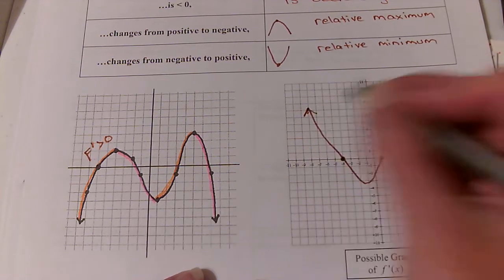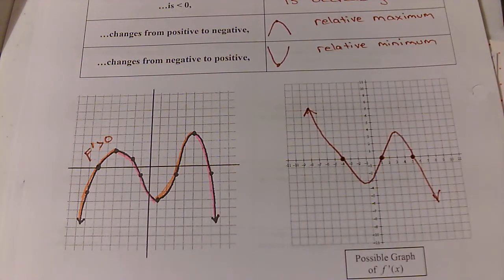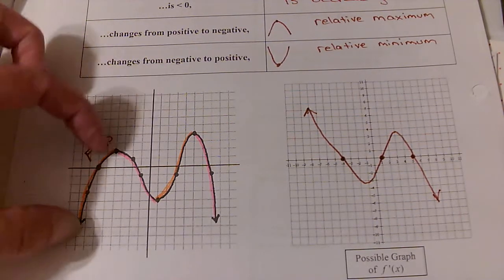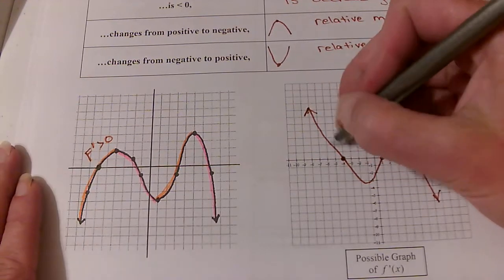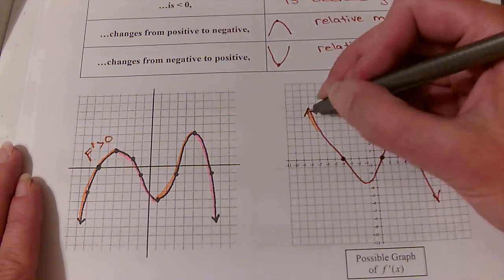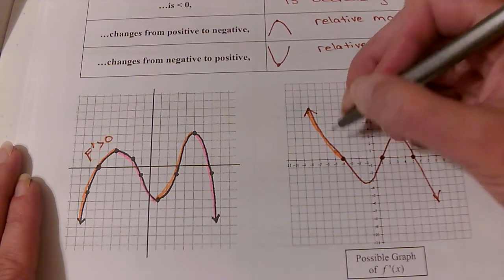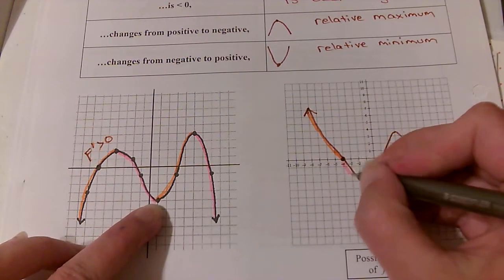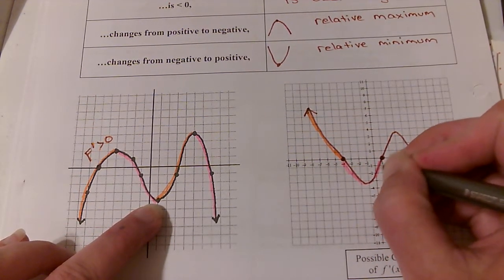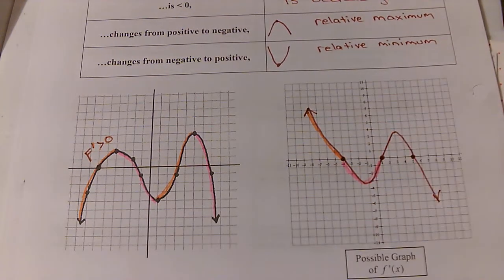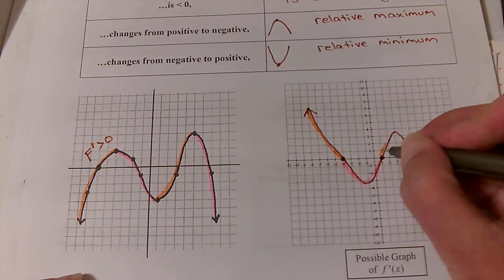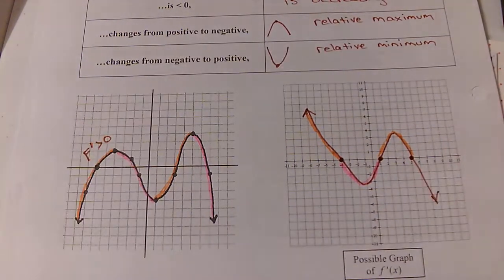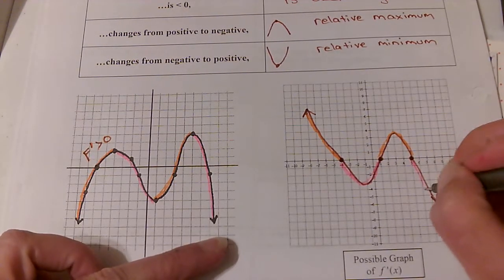So let's see if that matches up. From here to here, my derivative is positive because my function is increasing. In this part, my derivative is positive, above the x-axis. Decreasing, so my derivative must be negative, and these are negative values. Increasing from here to here, so my derivative would be positive. Decreasing, so my derivative would be negative.